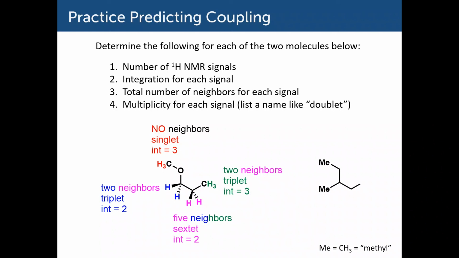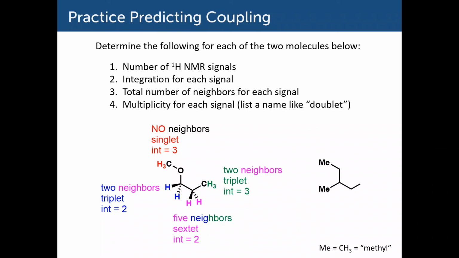So the magenta hydrogens are the neighbors of the blue H's. And that makes the signal from the blue H's a triplet with an integration of 2. So if we looked at the magenta hydrogen signal, now we've got 5 neighbors. The 2 blue hydrogens are neighbors to the magenta hydrogens, but the 3 green hydrogens are also neighbors to the magenta hydrogens. And that makes the magenta signal a sextet with an integration of 2.